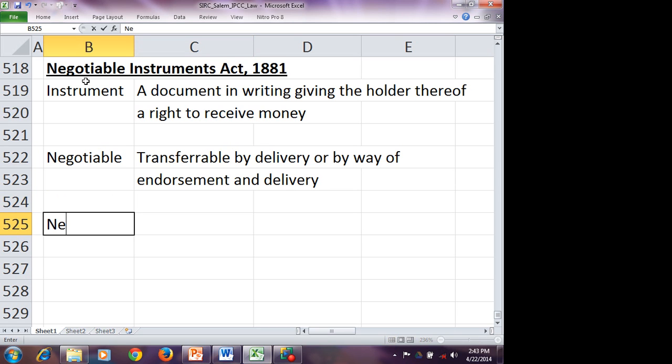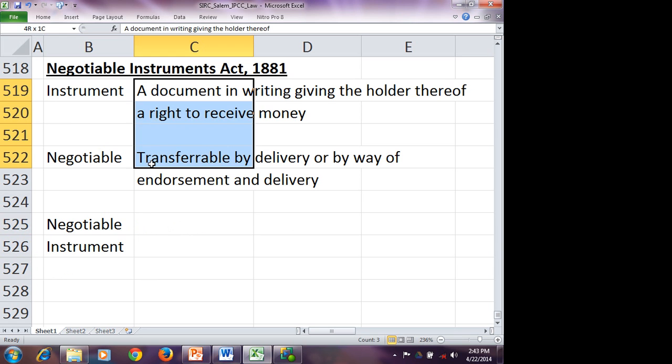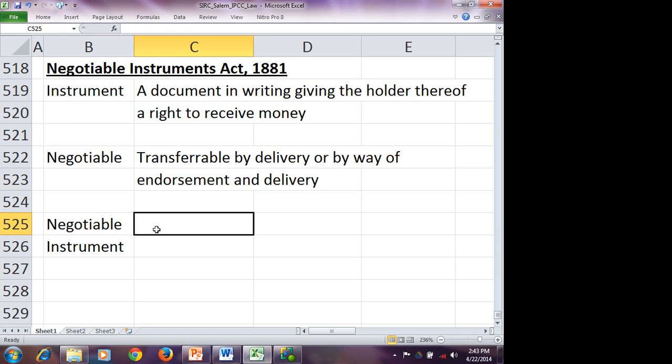Now what is a negotiable instrument? Simple. It's a document in writing which is transferable by delivery or by way of endorsement and delivery, and gives the holder thereof a right to receive money. These two put together, you are required to just combine here. Simple. That is a negotiable instrument.